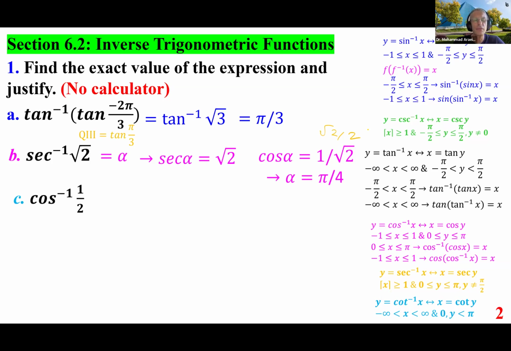Cosine inverse of 1/2, let's call it theta. By definition, cosine theta becomes 1/2. It is also a common arc. Theta is pi over 3.